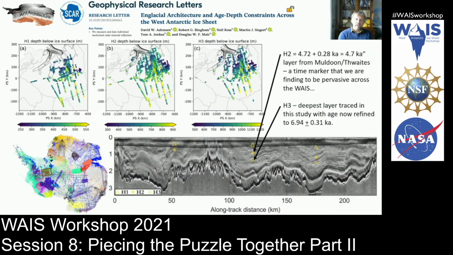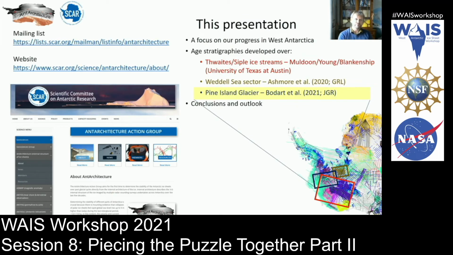But what we did find were 2 layers in particular. One of them, the middle layer traced in the Ashmore study, we believe to be the same layer traced widely across Thwaites and the Siple region by Gail Muldoon, as discussed just before. And we also found another widely distributed layer across the Institute Möller at around 7,000 years old. That was a different layer to that which had been traced by Gail.